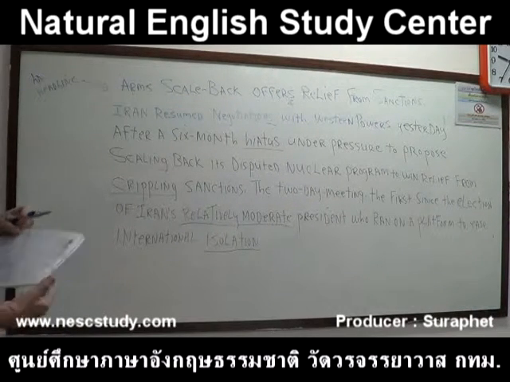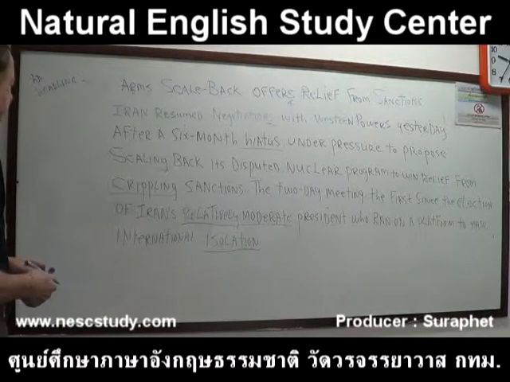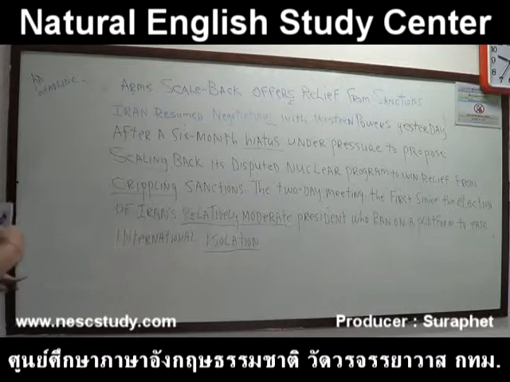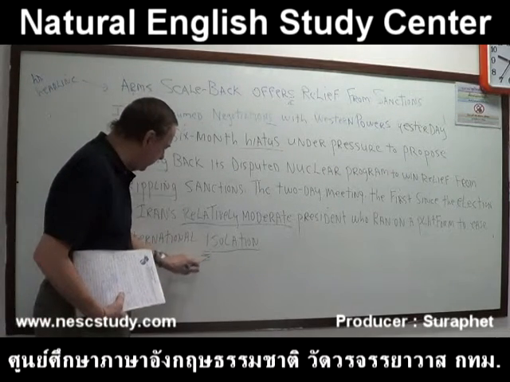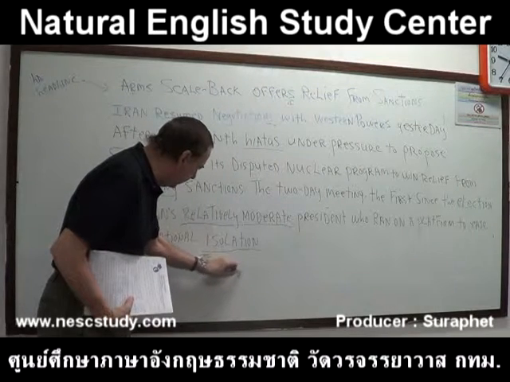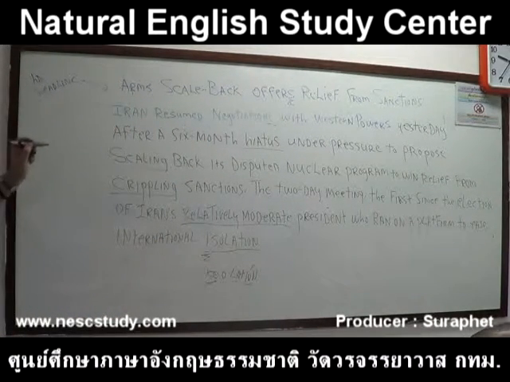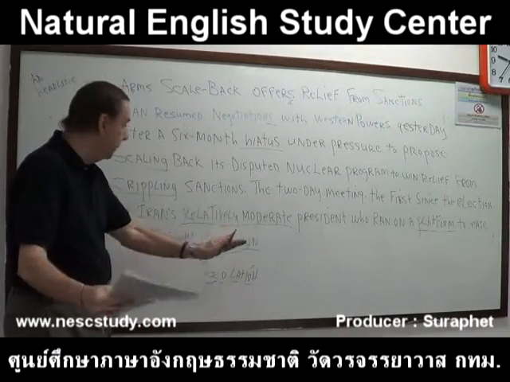Iran scales back, offers relief from sanctions. Iran resumed negotiations with Western powers yesterday, after a six-month hiatus under pressure to propose scaling back its disputed nuclear program to win relief from crippling sanctions. The two-day meeting, the first since the election of Iran's relatively moderate president, who ran on a platform to ease international isolation. Right. Isolation, who ran on a platform to ease international isolation.